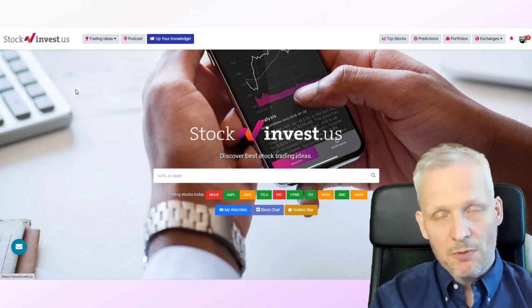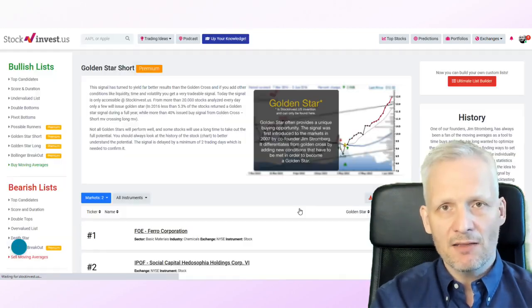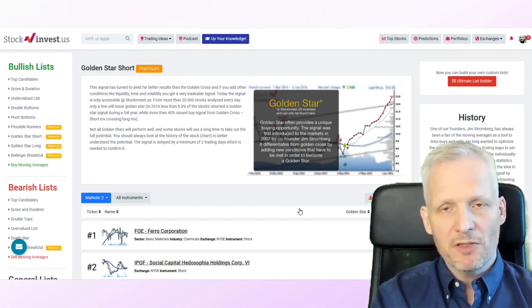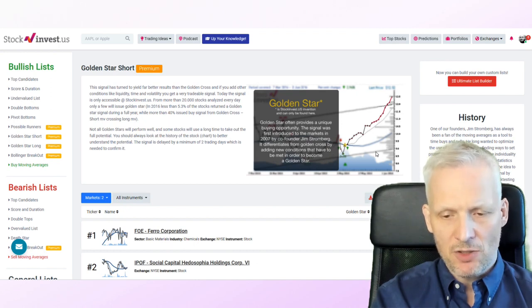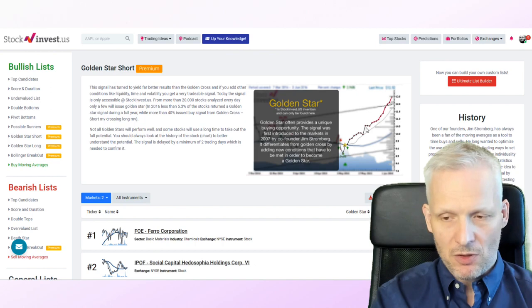One of the most popular things is the golden star. This is a signal that I invented back in 2007. It is simply when moving averages cross the price line in a very special pattern. And as you can see here in this illustration, usually when a golden star is found, you have a very strong upturn for the stock.